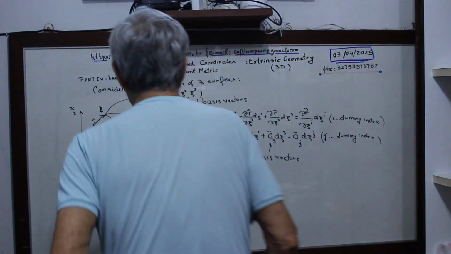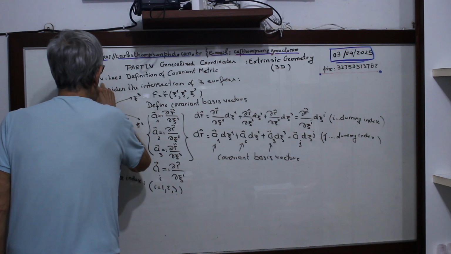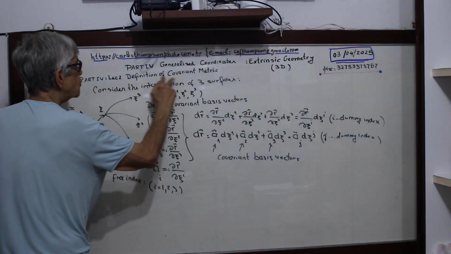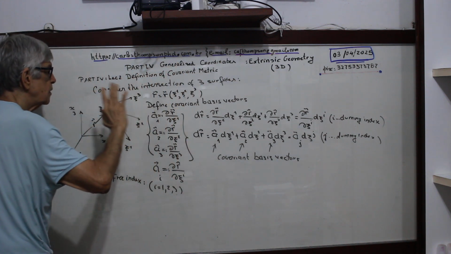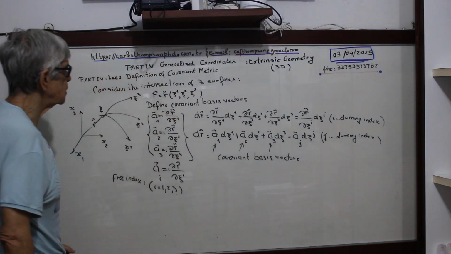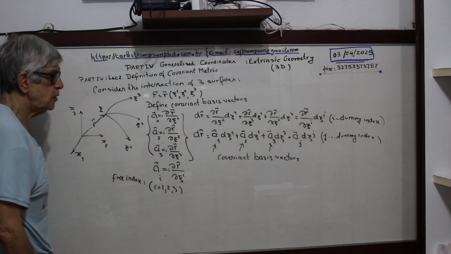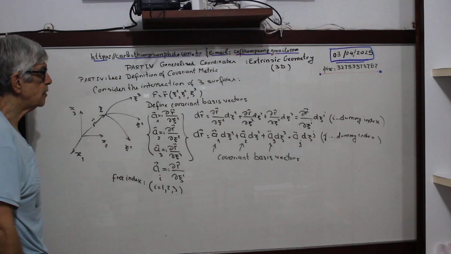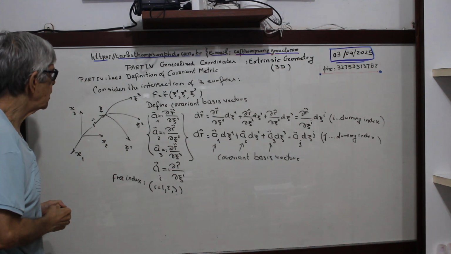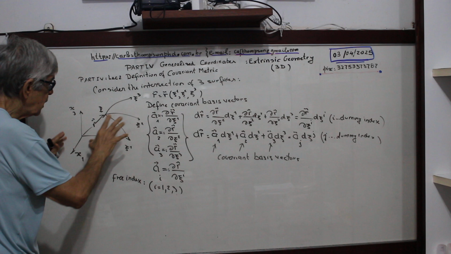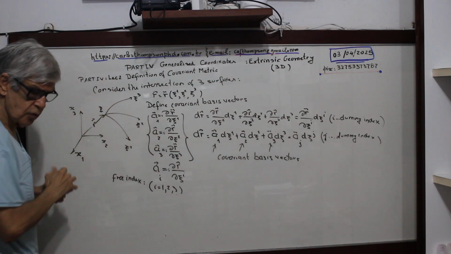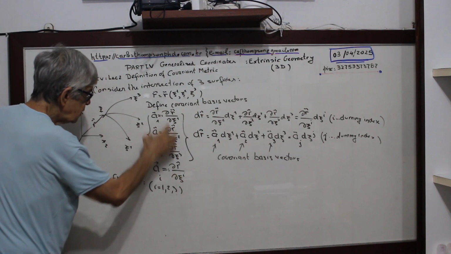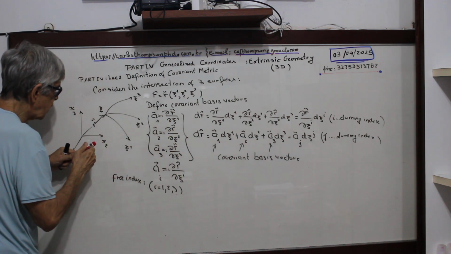Okay, let's move to part 4, lecture 2. Lecture 2, definition of the covariant metric. That's very, very important, and it will be used in many derivations ahead. Now, you see, from the previous video, this here is a tangent vector.